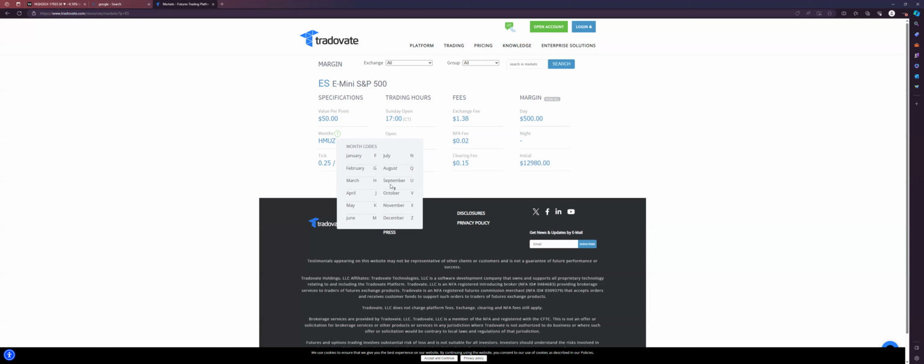Now, as I stated, in futures, we have micros and minis. Micros are a tenth, most of the times, of what a mini costs and moves at. So if we look here on ES, we can see that the margin requirement is $500. We're at $12.50 per tick, and it's $50 per point. If we go to MES, the M always stands for micro. So we type in MES.